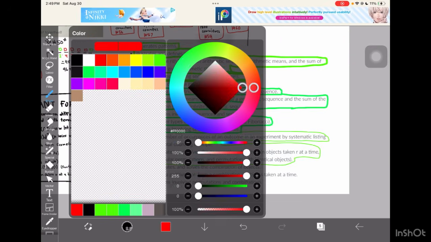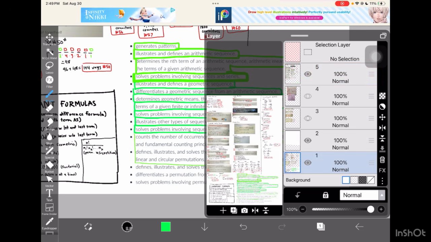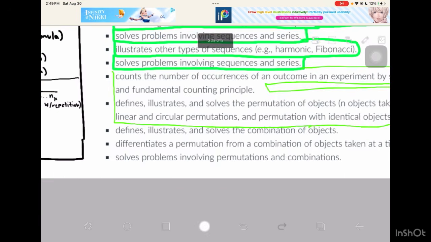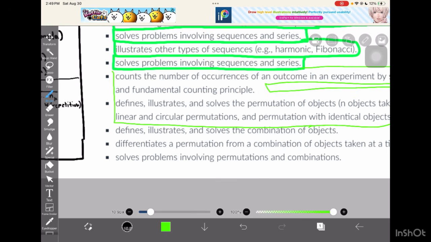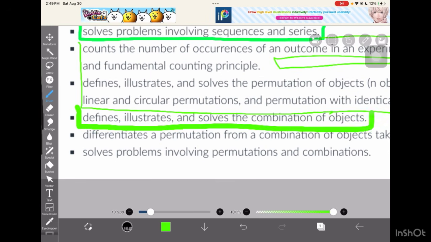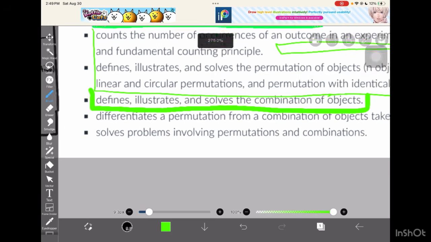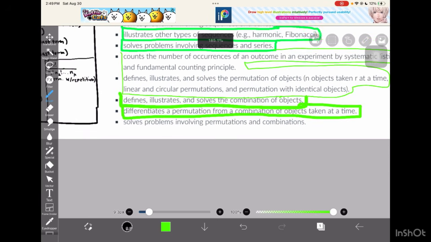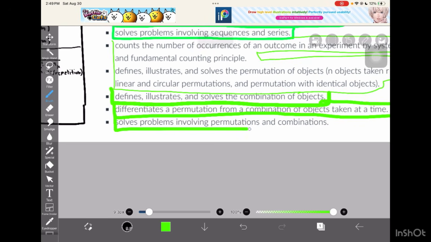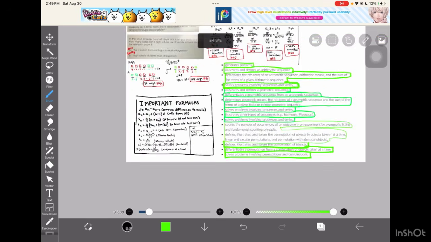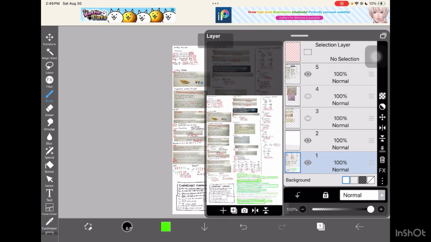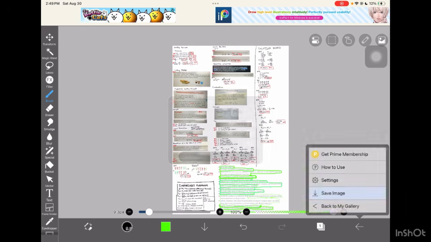And yep, let's just confirm. Let's make sure that we answered everything here. So we defined, illustrated and solved a combination of objects, definitely. Then we have differentiate permutation from combination, yep. There we go. I showed that, and we definitely solved 7 problems involving permutations and combinations, which means we're once again complete. I've used 4 pages, so let's save this up.